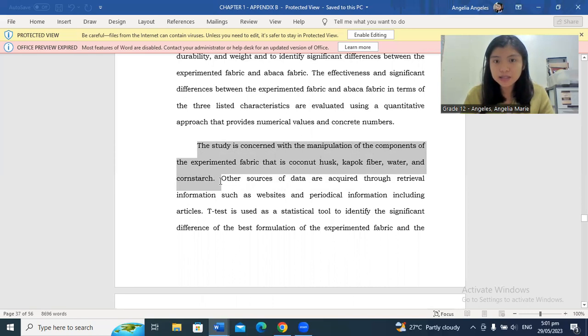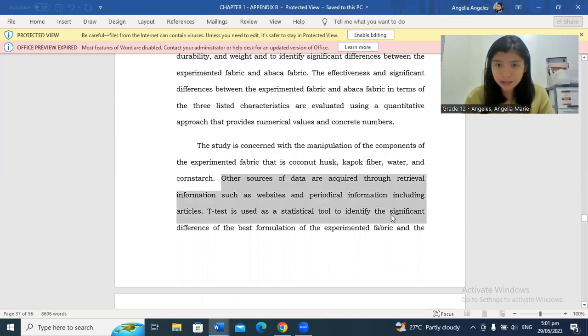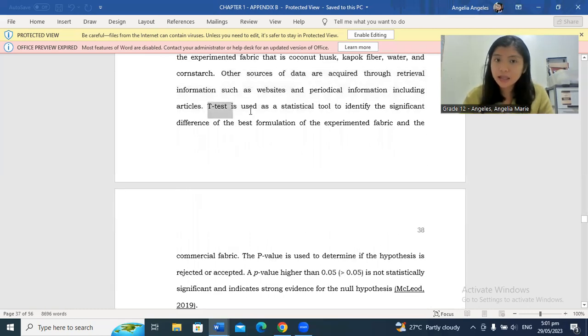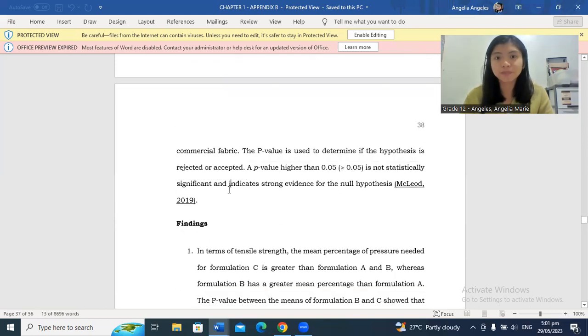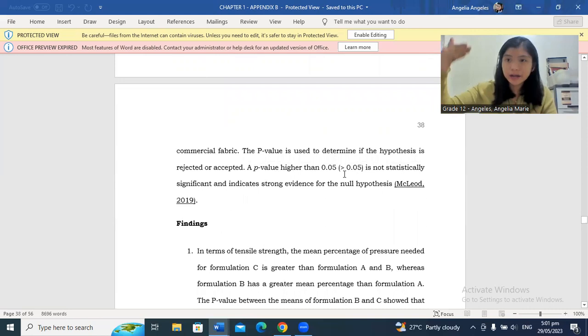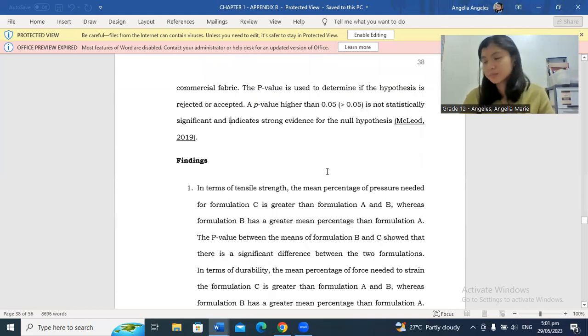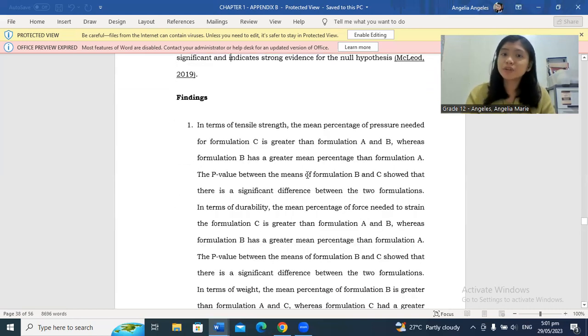So this one is like yung summary na din natin for data collection. Okay, and then other sources of data, yun na yun. And then t-test, tools for data analysis, and yun, then p-value. So parang summary lang nung chapter 1, chapter 2, chapter 3, and so on. No, not chapter 2. And then let's move on to the findings.